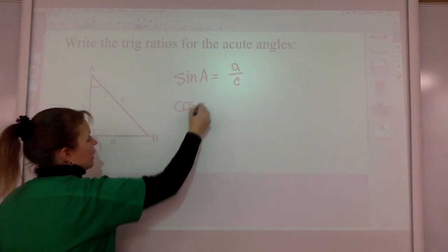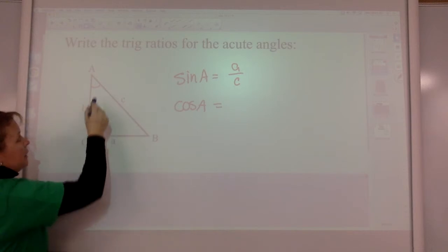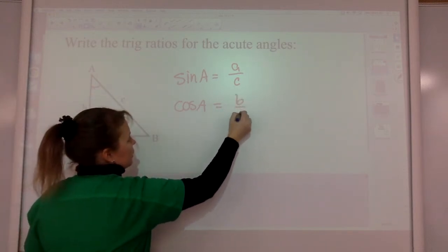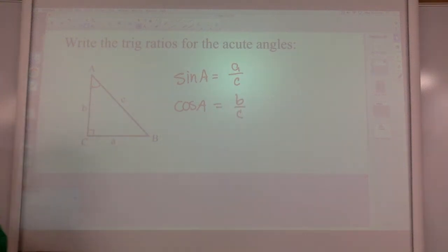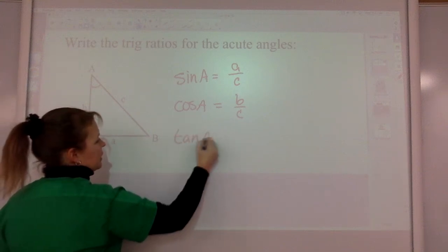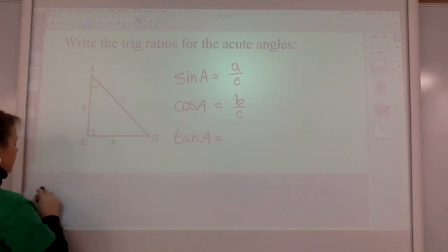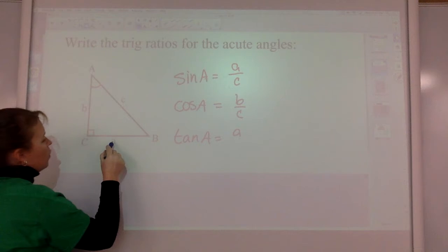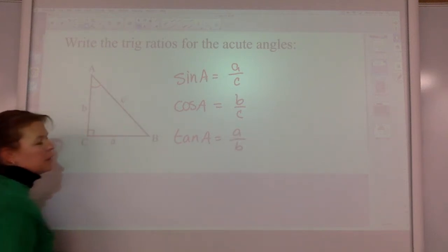Then we'll do the cosine of A. And the cosine of A is adjacent over hypotenuse, b over c. Sine and cosine will always have the same denominator. Tangent, however, will not. The tangent of A is opposite, which is a, over the adjacent side. You don't use the hypotenuse, opposite over adjacent.